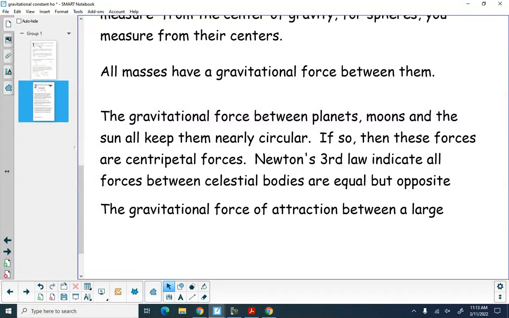So the pull that the Earth, or the moon or sun, has on us, we also have on the sun. The moon that goes around the Earth, there's a gravitational pull between the Earth and the moon that has to be equal but opposite. Because if they weren't, if the centripetal force from the Earth to the moon was greater, the moon would collide with the Earth. If the force from the Earth was greater than the force coming from the moon, then the Earth would pull the moon into our atmosphere and collide with the Earth. They have to be equal but opposite.